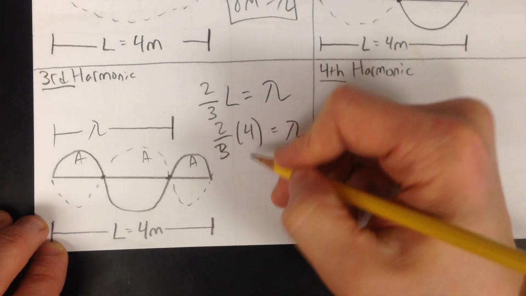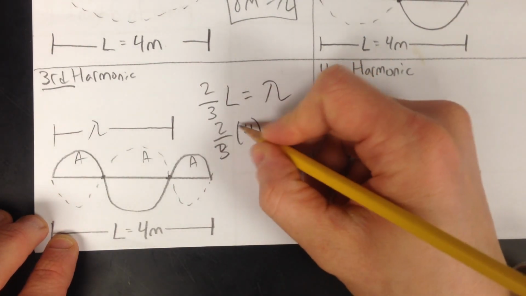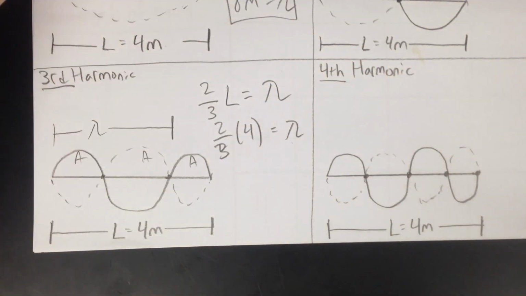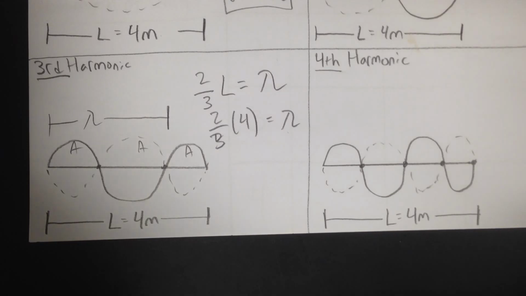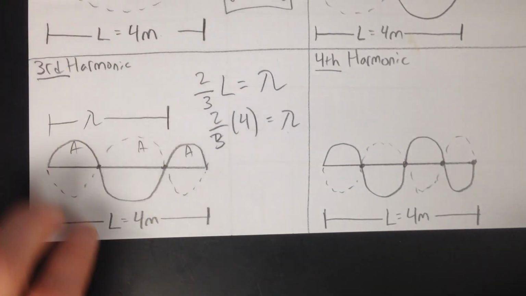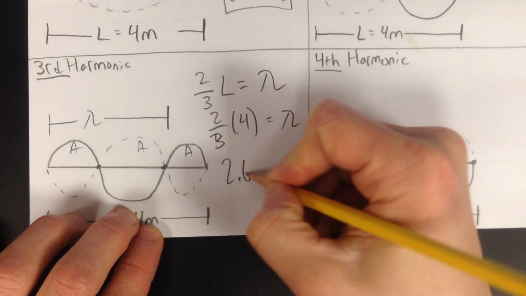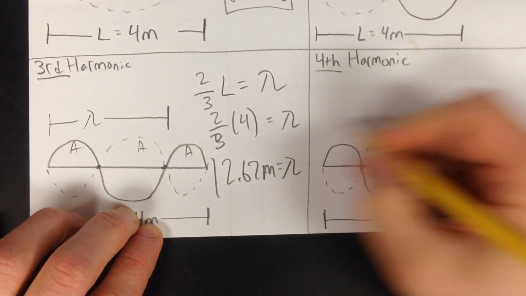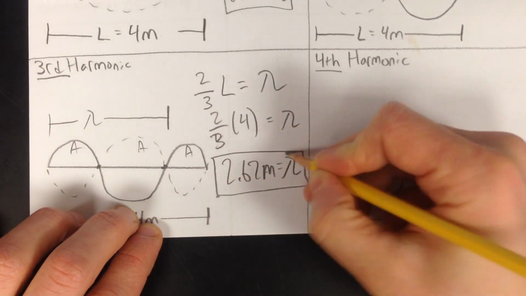See, 2 out of the 3. So what is 2/3 of 4? It's 8/3, or if you do that on your calculator, 2.67. If we round to 2 decimal places, 2.67 meters would be the wavelength, the length of 2 antinodes.